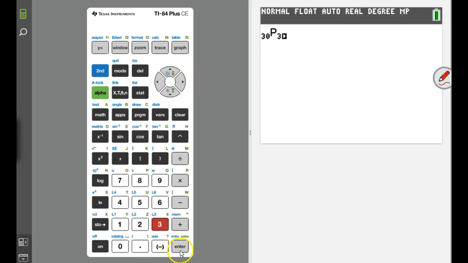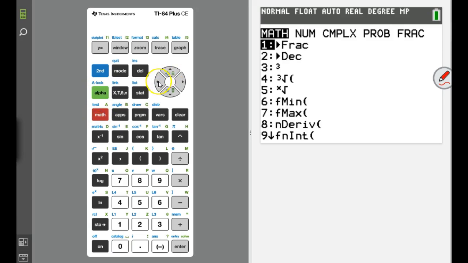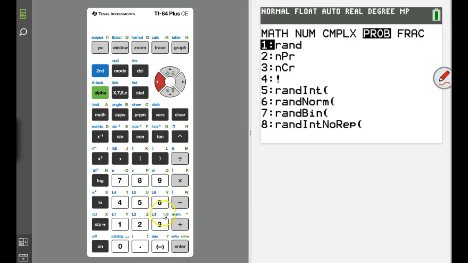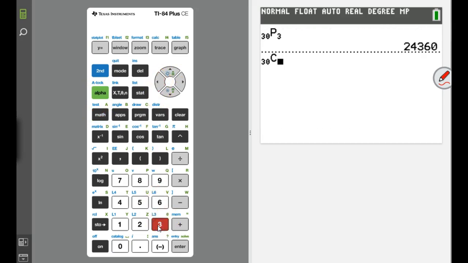So if 3 people are going to get a big prize, one's going to get 100, one's going to get 50, and one's going to get 20, there's 24,360 ways it could happen. Okay. But if there's 3 of you, and this time I put the 30 in first, it doesn't matter. Go math over to probability, and I'm going to pick number 3, the combinations. If I'm just going to pick 3 of you and let you each leave early, doesn't matter what order, then there's only 4,060 ways I can do that.